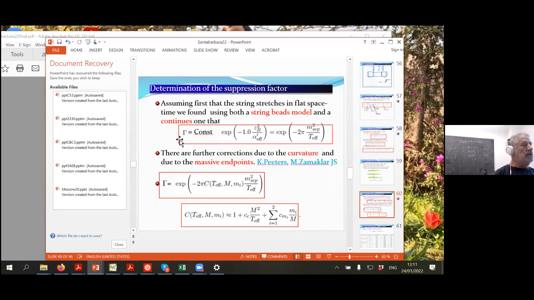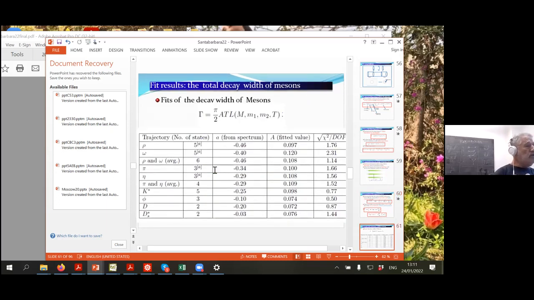we came out with a result that the partial width is proportional to e to the minus m squared over T, where m is the mass of the pair of quarks that has been created at the breaking point. And one has to address it also with massive endpoint correction. So let me show you now something that's not common, this kind of comparison.